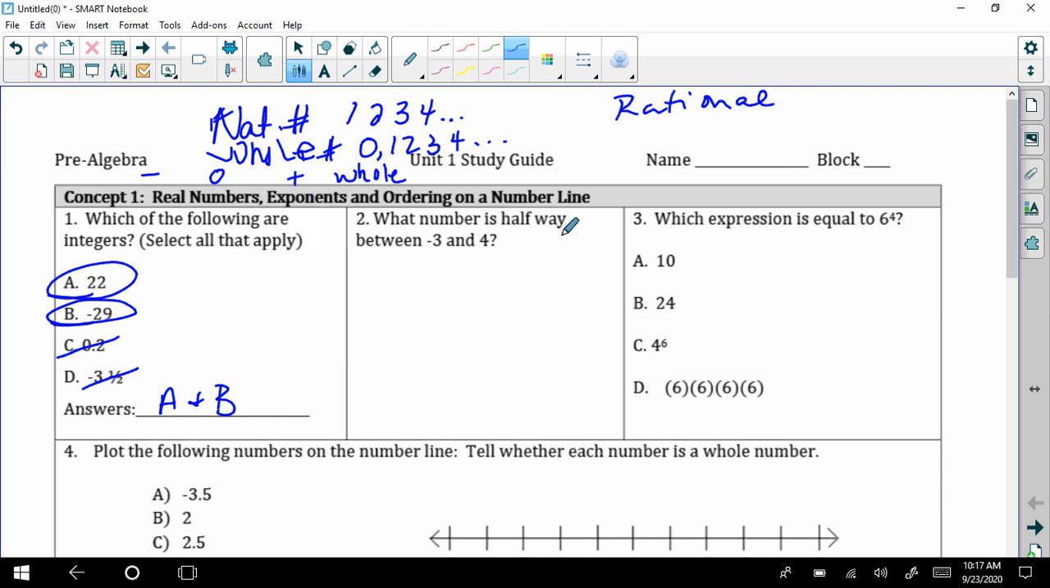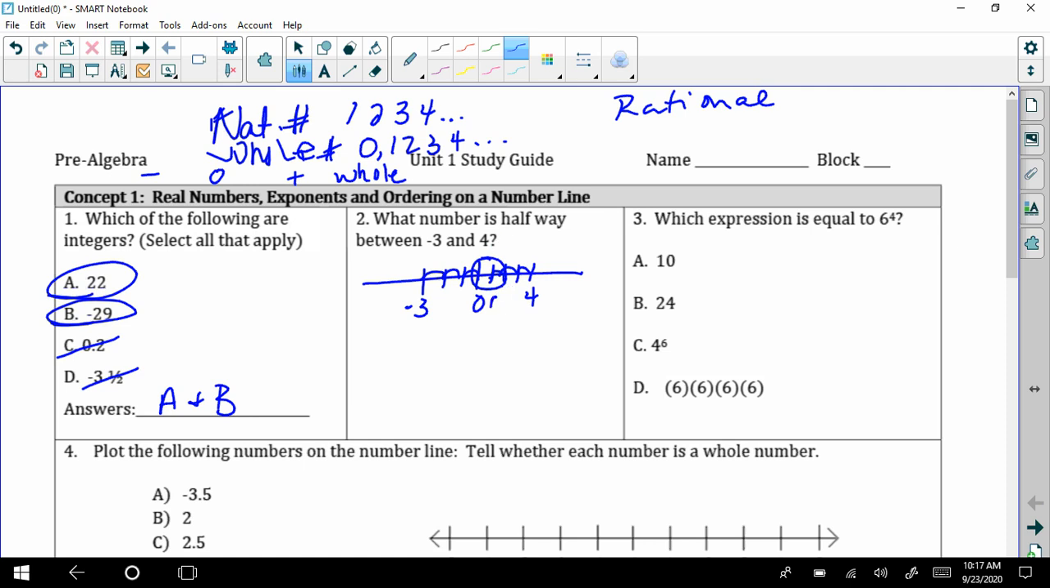What number is halfway between negative 3 and 4? Well, a couple of different ways we can do this. Halfway, or the average between the two, is going to be adding them together and dividing by 2. However, we can also do it on the number line. If this is my 0 and this is 1, 2, 3, 4, and this is negative 1, negative 2, negative 3, visually, we can say 1, 2, 1, 2, 1, 1. So it's going to be halfway between there.